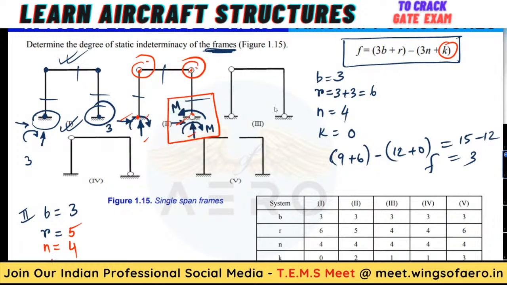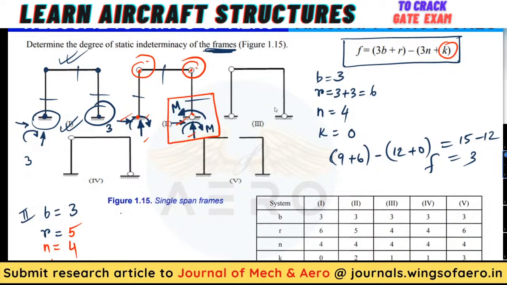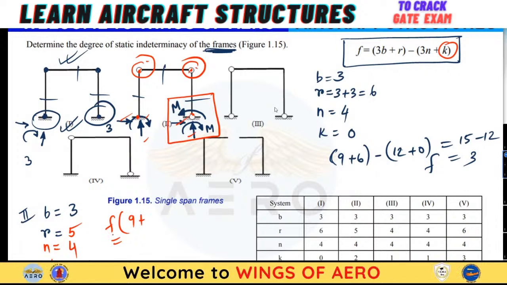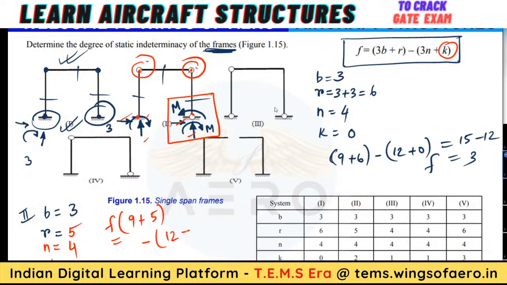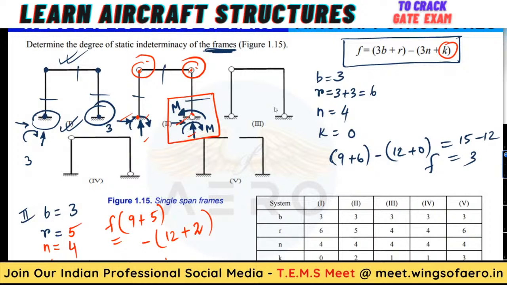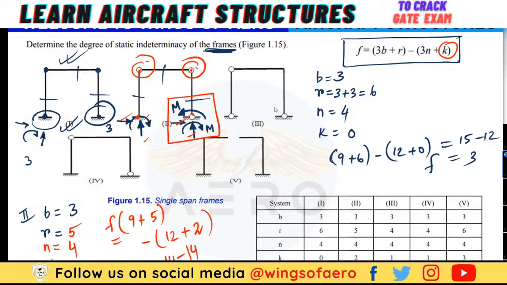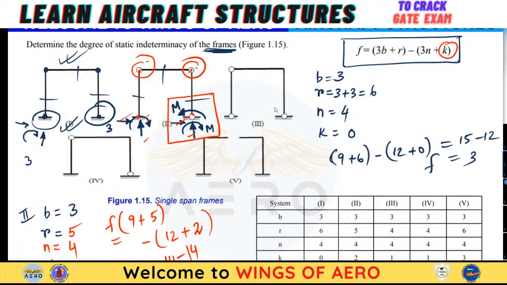So K becomes 2. Now substitute: 3 into B is 9, plus R is 5, minus 3 into N, 12, plus 2. Substitute and tell me: 14 minus 14. Are you getting 0? Yes, ma'am. The degree of static indeterminacy of the frame is 0.